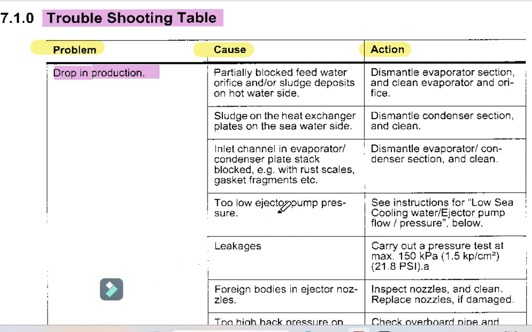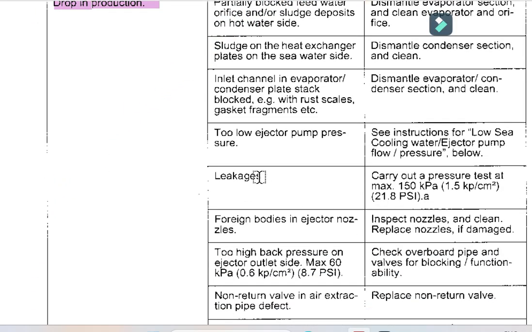Too low ejector pump pressure. We will see that in the ejector pump pressure section below. Leakages. When we talk about leakages, if the leakages are happening, then what you have to do, you have to do the pressure test. So 1.5 kilopascal per centimeter square, it's 1.5 bar. You have to do the pressure test and make sure that there should not be any leakage. Once you do the pressure test, you will come to know about it.